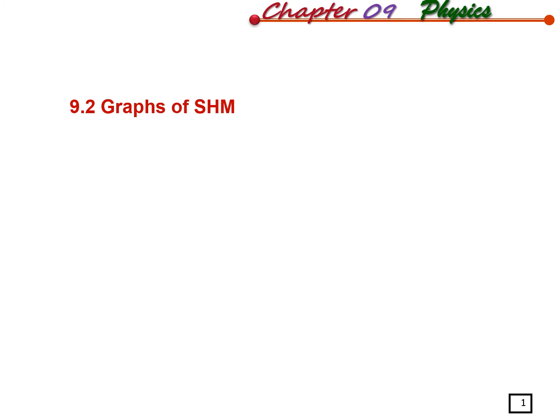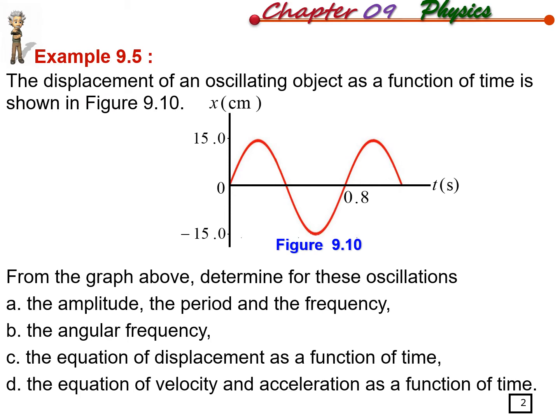Hello there. So for today, we will look into the graph of simple harmonic motion. Okay, problem solving. So for example 9.5, we have a displacement of an oscillating object as a function of time, shown in figure 9.10.